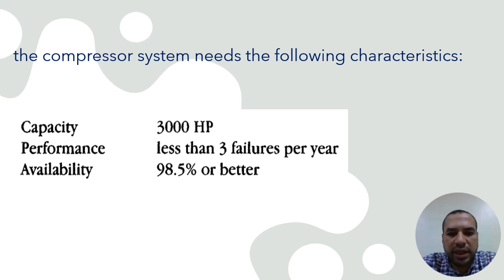Capacity is 3,000 horsepower, and the performance for this compressor is less than 3 failures per year and availability of 98.5% or better. So what you need is to estimate the current situation from a reliability metrics point of view.